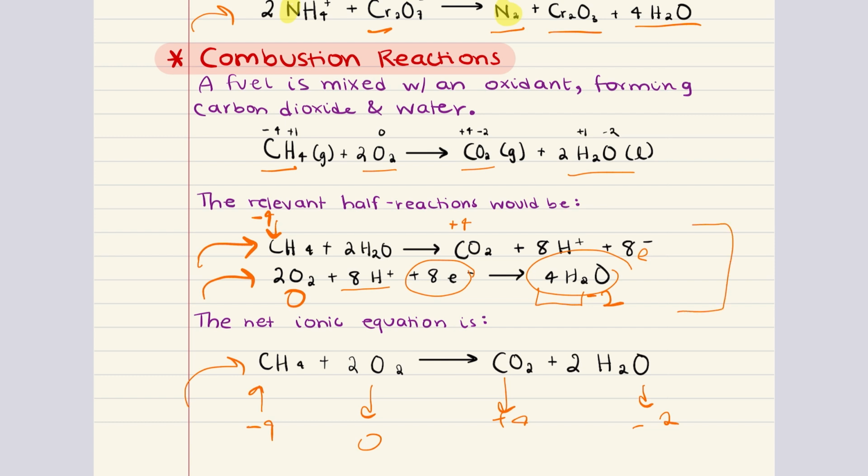Now, combustion reactions often have complex half reactions depending on the type of fuel used. You can see it here as well. It's pretty complex and there are a lot more species involved than some of the other reaction types we've looked at. In this instance, the carbon in methane is oxidized and the oxygen is reduced.